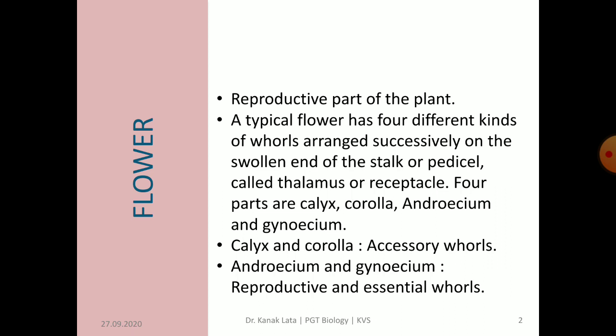Calyx and corolla are called accessory whorls, whereas androecium and gynoecium are called essential or reproductive whorls. Now the question arises why they are called essential and reproductive. Because calyx and corolla do not take part in reproduction, whereas androecium and gynoecium take part in reproduction, being the male and female parts of the flower.